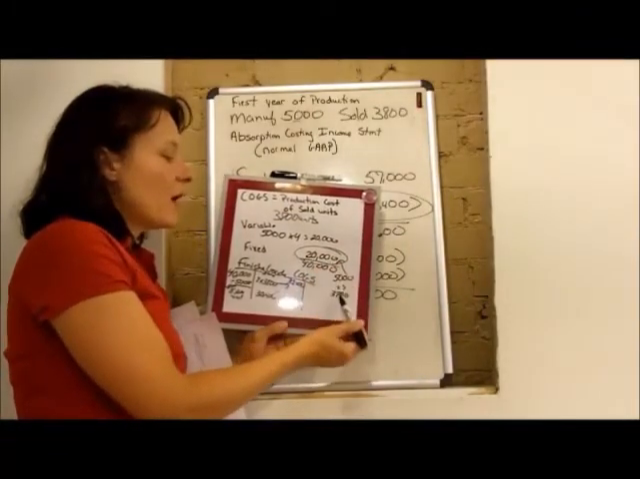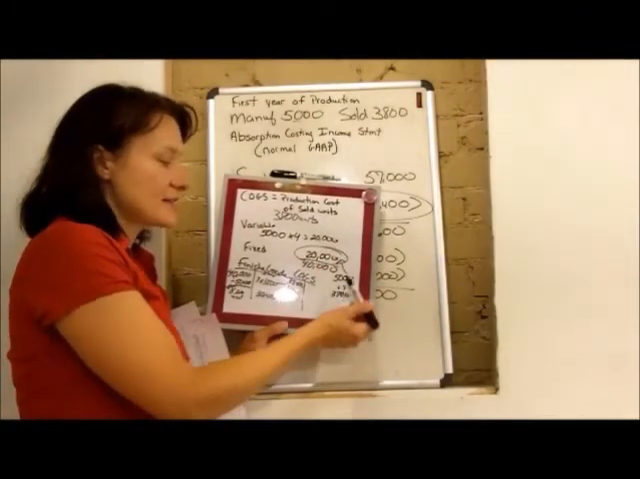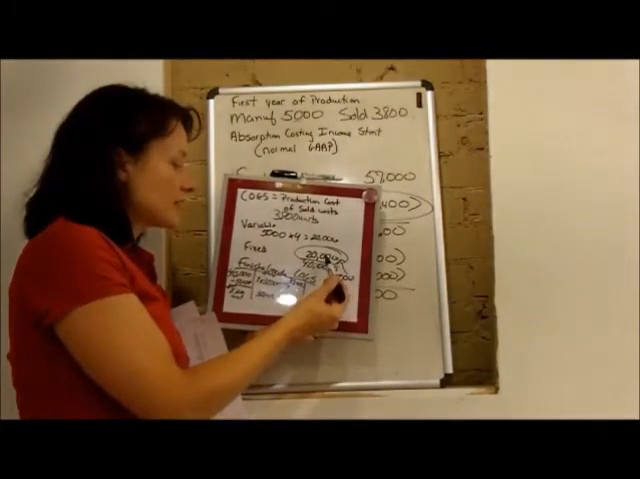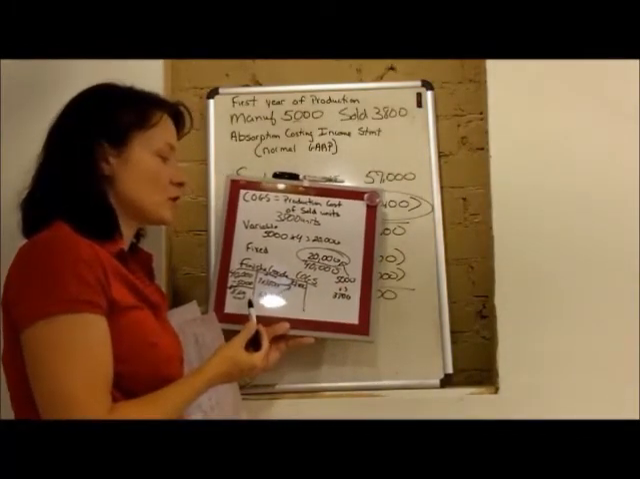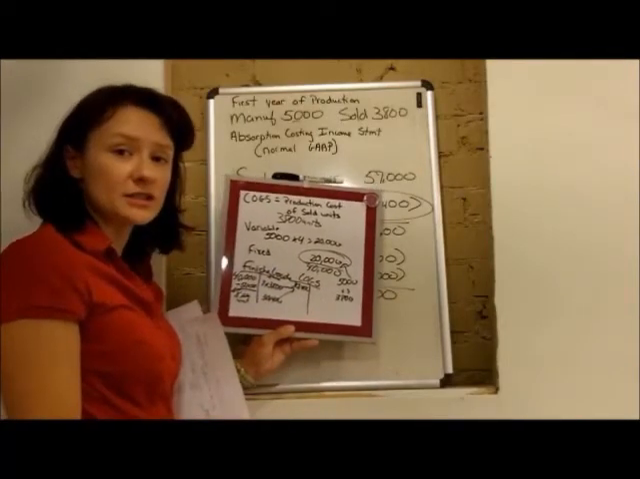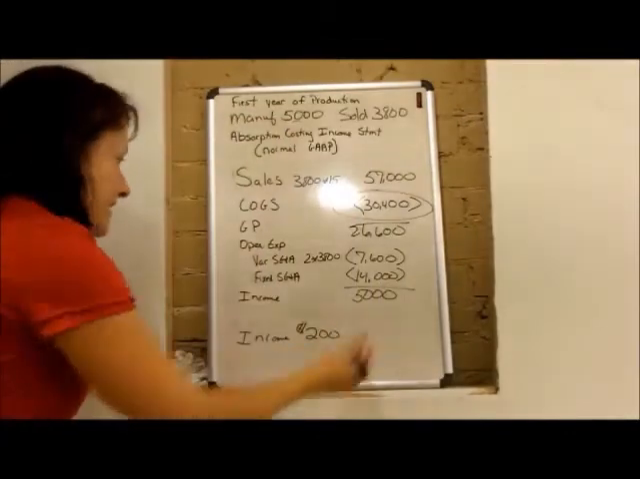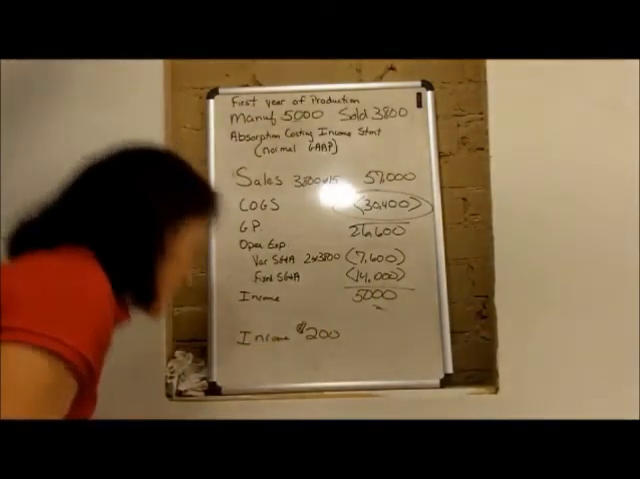So when we sell less than we make, some of that fixed cost remains in finished goods inventory rather than flowing through cost of goods sold. So we can see we'd have higher net income.